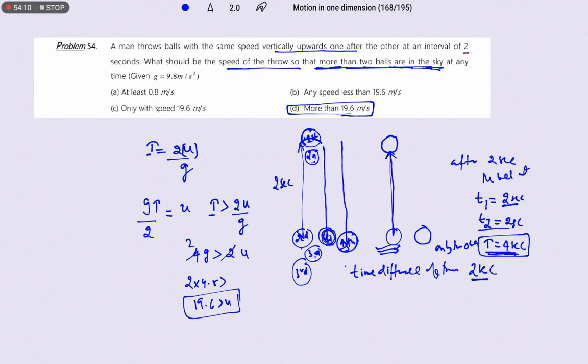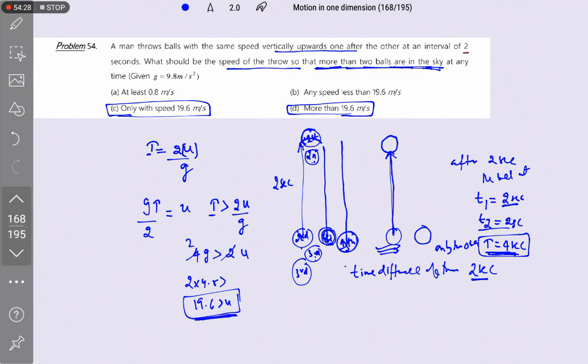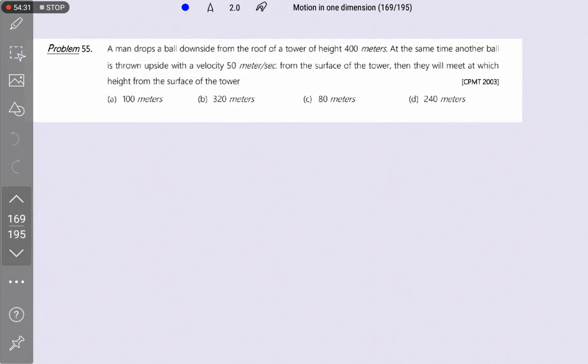Okay? So the speed should not be less than 19.6 or equal to 19.6. So to achieve the condition of keeping three balls or four balls, a minimum of three balls, he is asking, and so a minimum of three balls will remain in the air. So he has to throw the ball vertically upwards with a speed of 19.6 meters per second. Now let us see the next one.